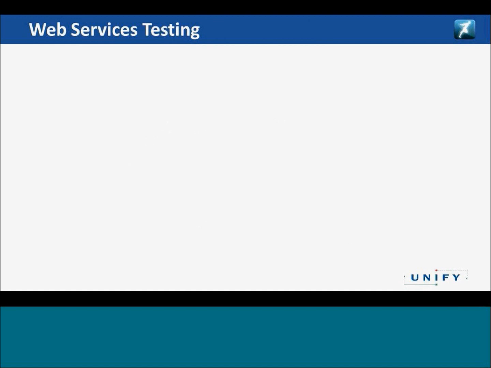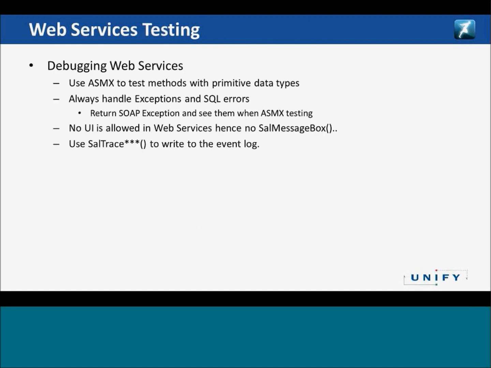And here we are with debugging web service testing. Debugging web services: use the ASMX file to test methods with primitive data types. So if you have web services that have parameters and return strings, numbers, dates, then this is nice. The ASMX handler does not work for complex data types like UDVs and arrays of UDVs. So in your web service, always handle exceptions and SQL errors. And when you return a SOAP exception in your web service code, then you can see that in the ASMX testing.